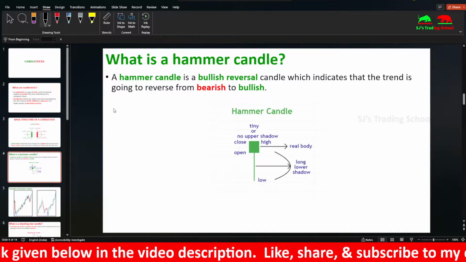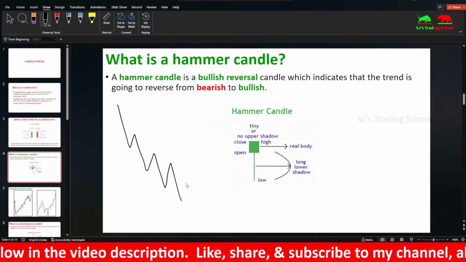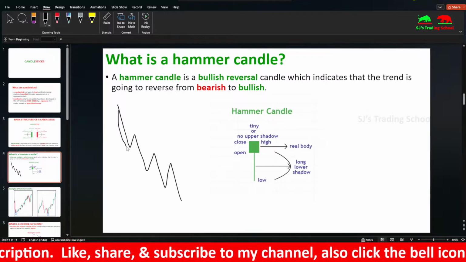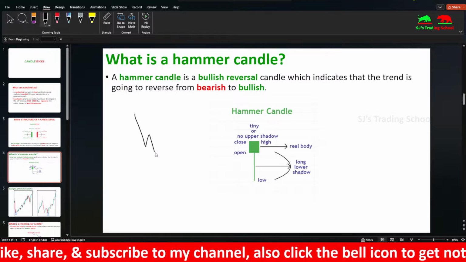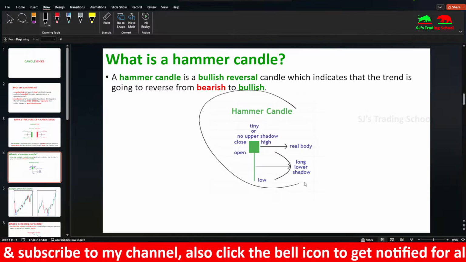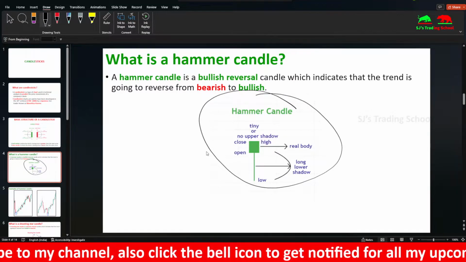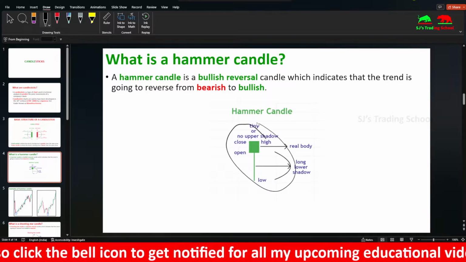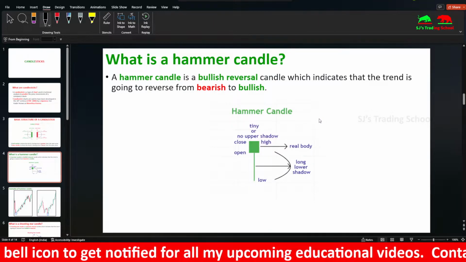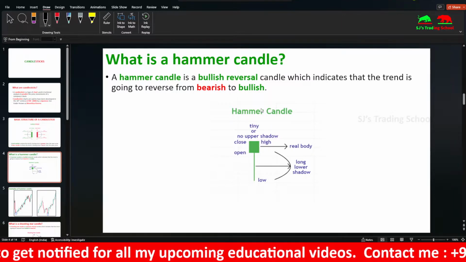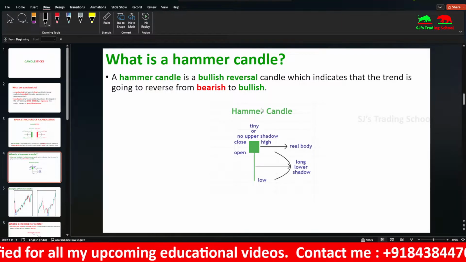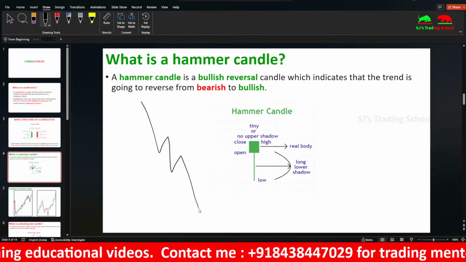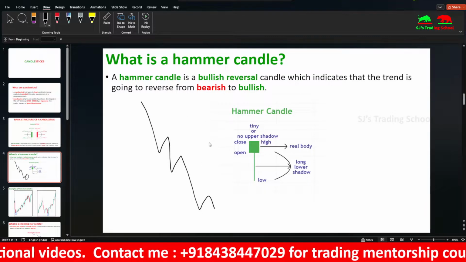The main focus is that the prior trend must be a downtrend. Sorry, yes, the prior trend must be a bearish trend. The hammer candle is usually greenish, a bullish candle, but it can also be a bearish red candle. This is known as color relaxation. Irrespective of the color, whether it's red or green, bullish or bearish, you can consider it a hammer if it forms after a downtrend.